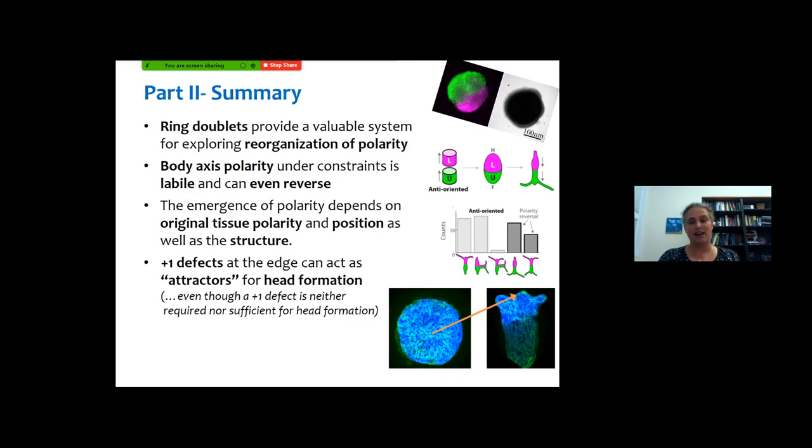And I want to emphasize, this does not imply that the +1 defect is either required or sufficient for head formation. I showed you that the head can form from the middle, and in this case involves de novo defect generation. And also when we look at the foot side of the ring, it doesn't form a head even though you have a +1 defect. Nevertheless, it looks like the +1 defect acts as an attractor because when the head doesn't form where you expect based on polarity, it forms at the +1 defect.